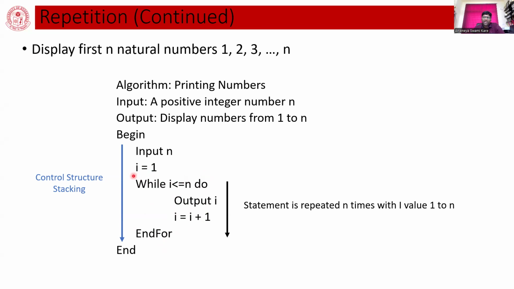So initially I value is set to 1. Suppose, for example, n is 10. Is 1 less than or equal to 10? True. So you will enter the repetitive statement block, the while block, and then output I. Output I means I's value. What is the current value of I? 1. 1 will be displayed.